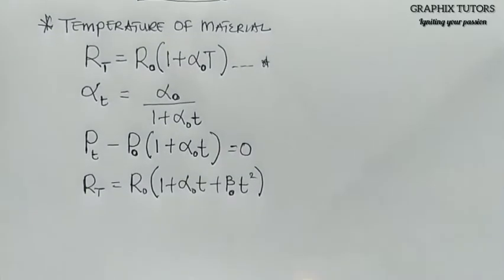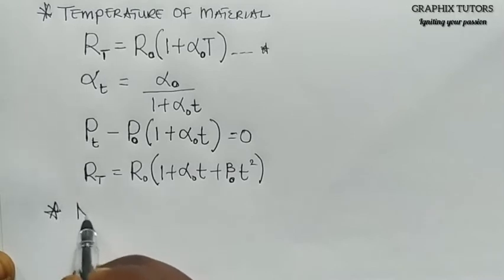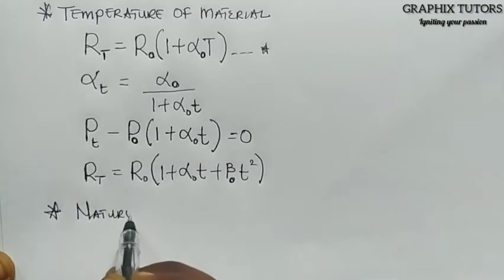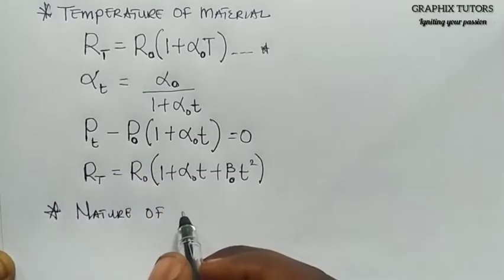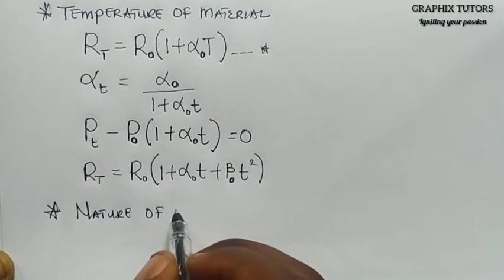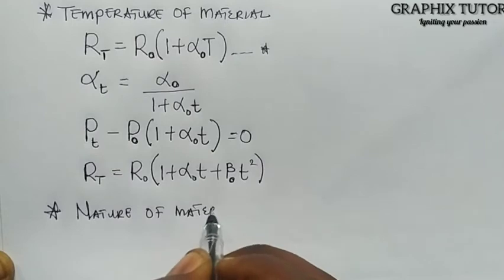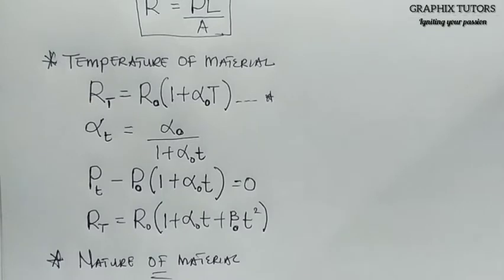Now, the last but not the least, we have the nature of the material. And this has to do with what the conducting material is made of. What the conducting material is made of determines the resistance of the material. If the material is made up of copper, or silver, or tungsten wire or platinum, you know that the conductivity will be different. So the nature of the material is another aspect we need to consider.